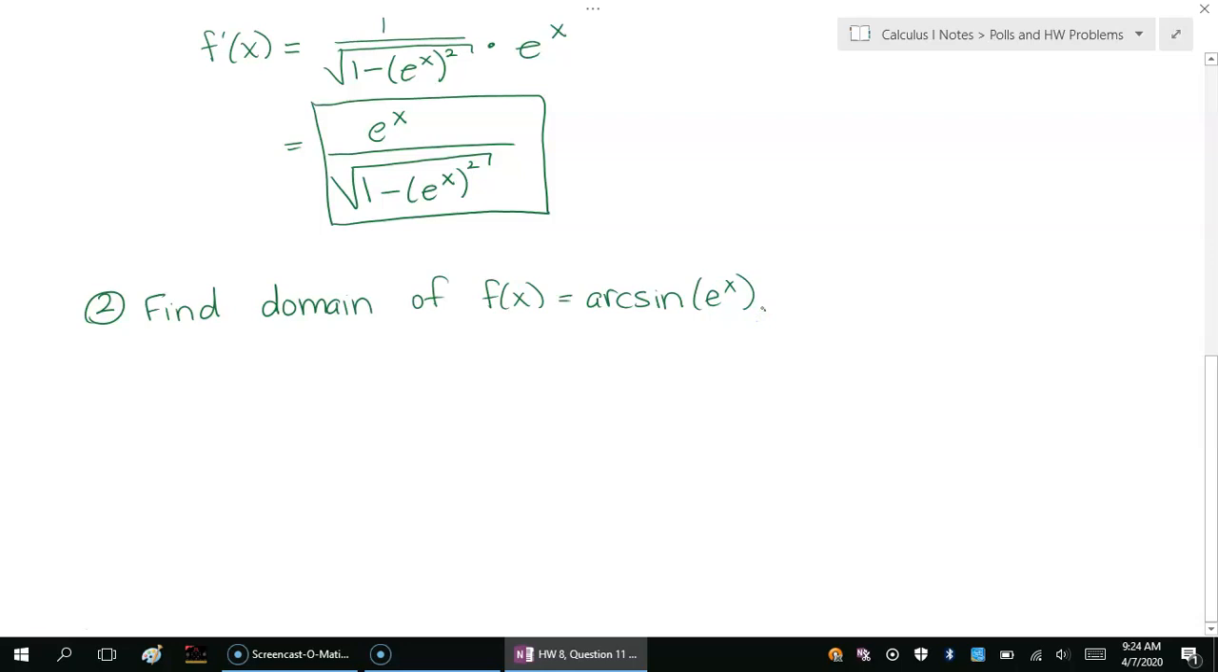Okay, for inverse trig functions, we're going to start by figuring out what quantity is allowed to go inside that inverse trig function. So for arcsine, its domain is all the numbers that appear as the sine of different angles on the unit circle. Well, the only things that I can get as the sine of an angle are the numbers between -1 and +1. So what I need is that input, e to the x, to be between -1 and +1.